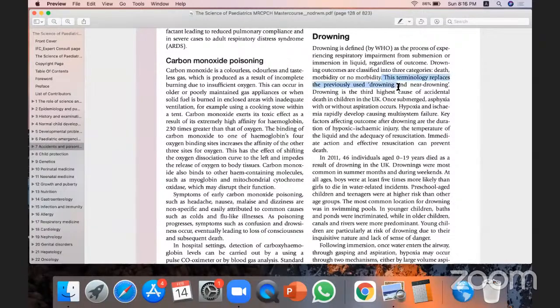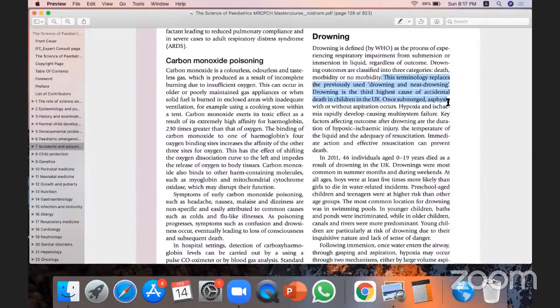The terminology is replaced by drowning. In all cases, even less than 1 minute, if the child has submersion, the child cannot breathe, and the same hypoxic injury to the brain occurs. So drowning, near drowning, saltwater drowning, heavy water drowning, plain water drowning, all are the same now. There is no difference in management.